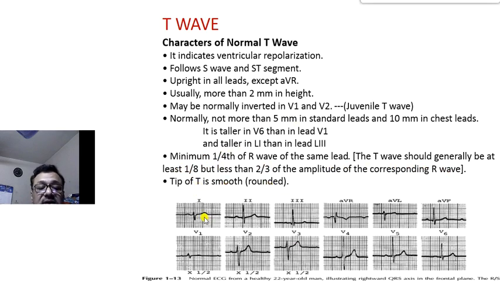Look at this ECG tracing. Lead 1 and lead 3. In lead 1 the T wave is larger than in lead 3, and look at V1, it is inverted. Normally the T wave is inverted in V1 and V2. And look at aVR, the T wave is inverted. Now look at V1 and V6. In V6, the T wave height is more than V1, and the minimum height is at least 1/8 but less than 2/3 of the amplitude of the corresponding R wave.